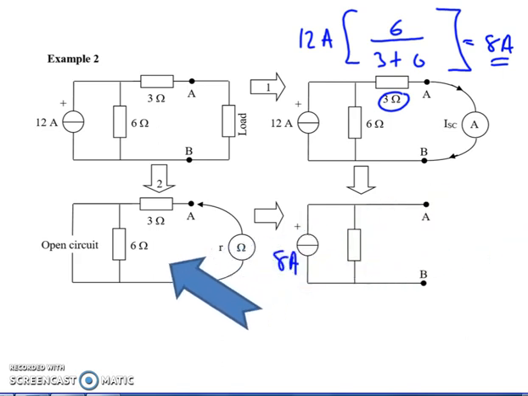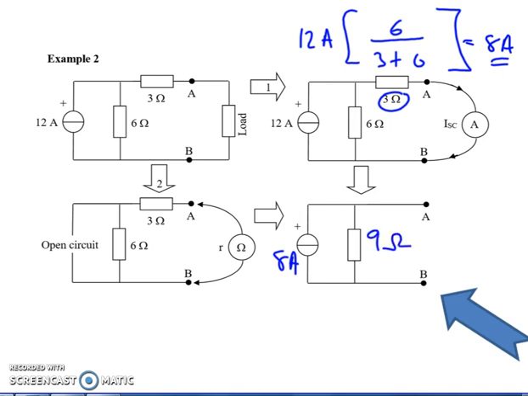Over here, again with the load removed, we replace the constant current generator with its internal resistance, which is infinite, so that's an open circuit. So when I measure the resistance here, I'm seeing effectively two resistors in series, the 6 and the 3, making 9 ohms. So in this circuit, my resultant value must be 9 ohms. So that's my equivalent circuit.